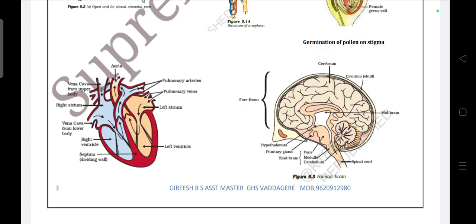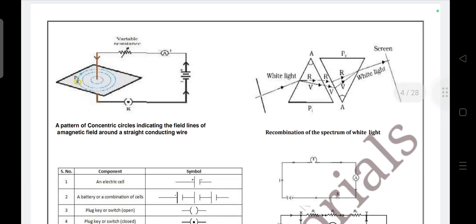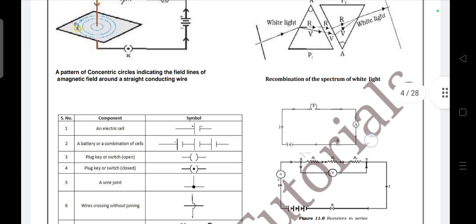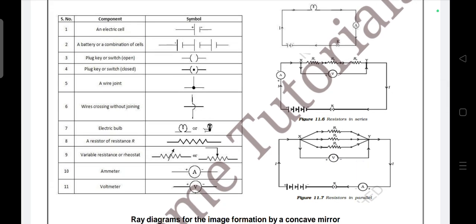human heart and brain. Next, pattern of concentric circles indicating the field lines of the magnetic field around a straight conducting wire. Then recombination of the spectrum of white light. Then symbols: electric cell, battery, plug, switch open or closed, wire joint, wire crossing without joining, electric bulb, resistor, variable resistance or rheostat, ammeter and voltmeter.